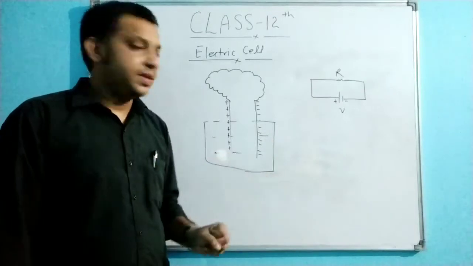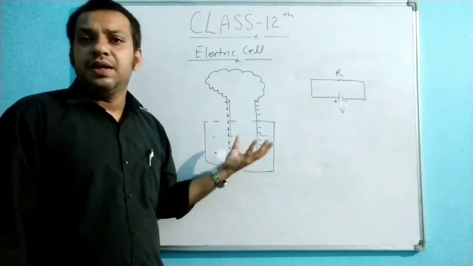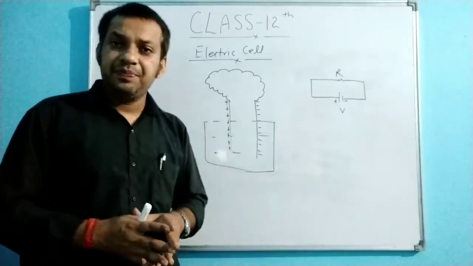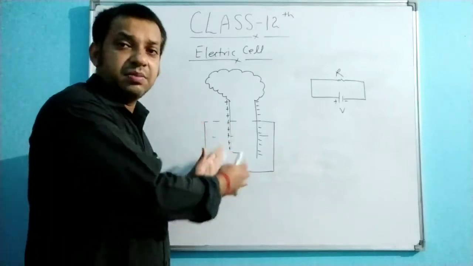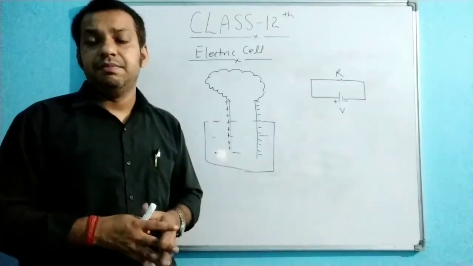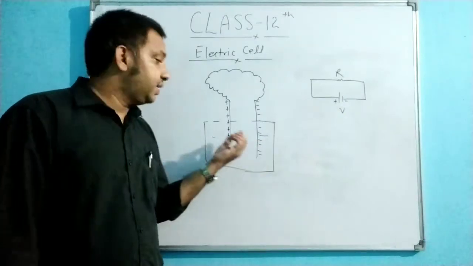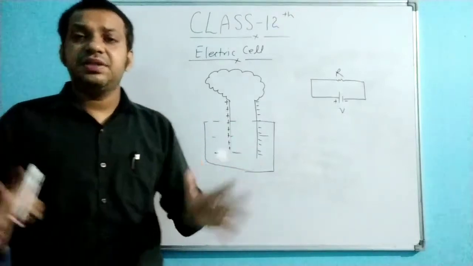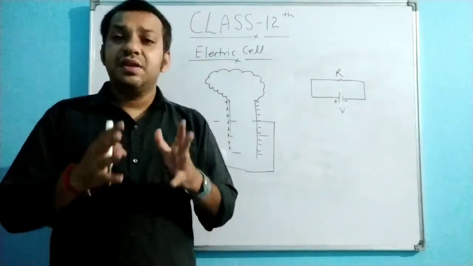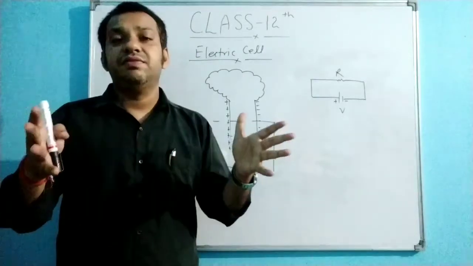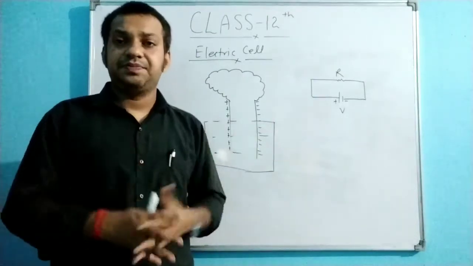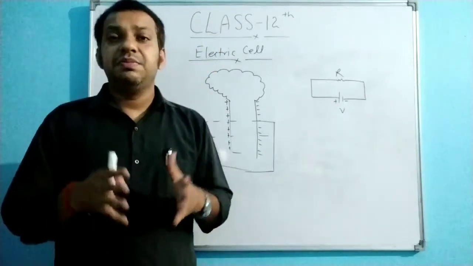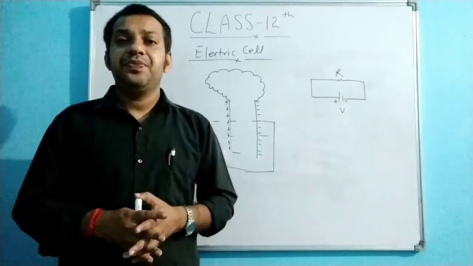So what is the cell? The cell is basically some chemical process, a chemical reaction happening here, and because of this chemical reaction, the potential difference across the terminals of the cell is maintained. This positivity and negativity are maintained because of this chemical process. So the basic definition of the cell is a device which maintains the potential difference across its plates. The electric cell is basically an energy source which maintains the potential difference across its terminals.